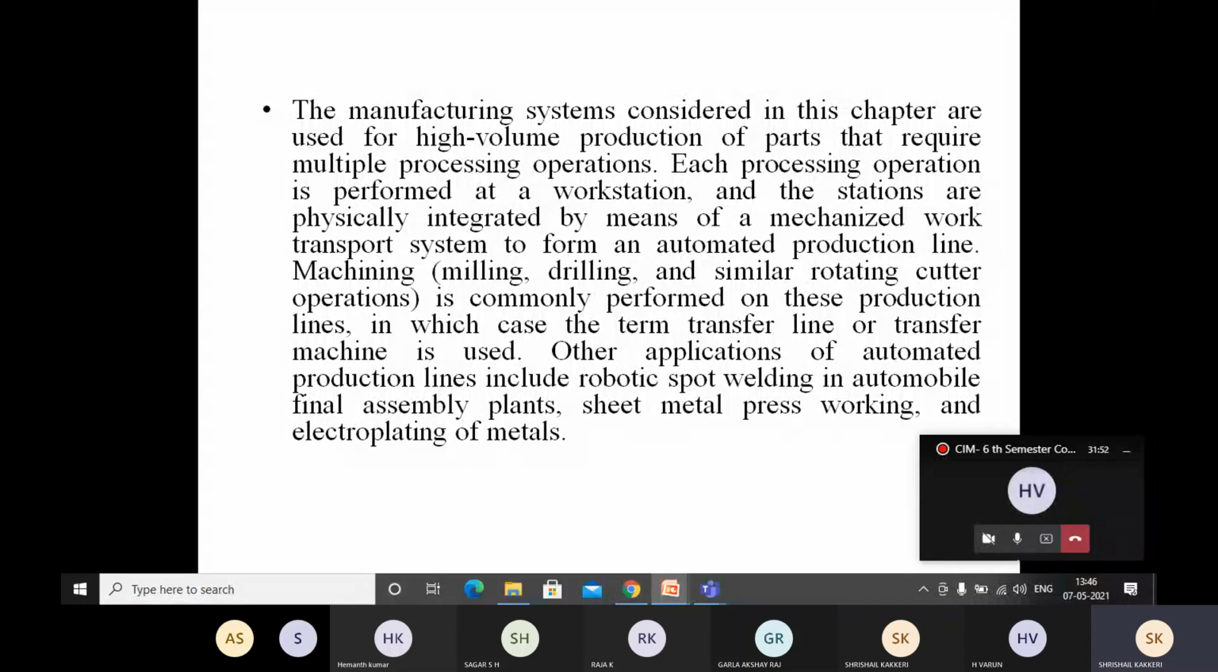Another example is robotic spot welding. Many of you have seen it on Discovery TV and in many other automated devices, especially in automobile industries. The whole part, the body, will be moving from one station to the other station. A specific spot welding will be done by the robots, and again it will go to the next robot, where a specific spot will be done.